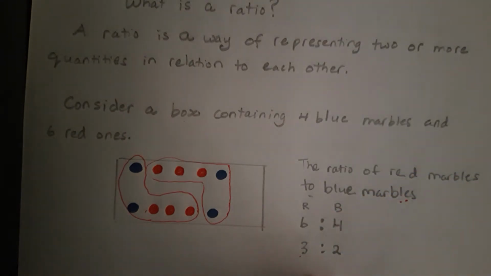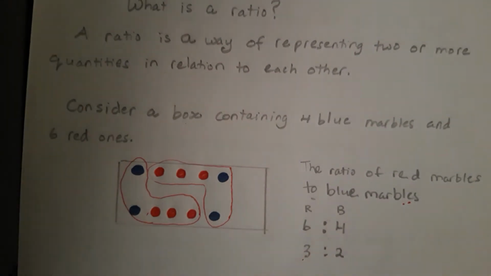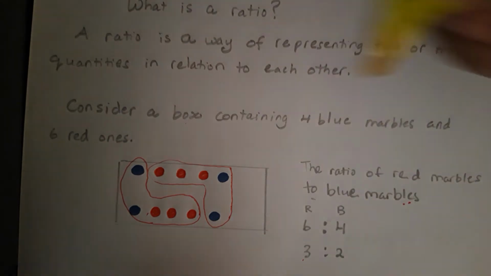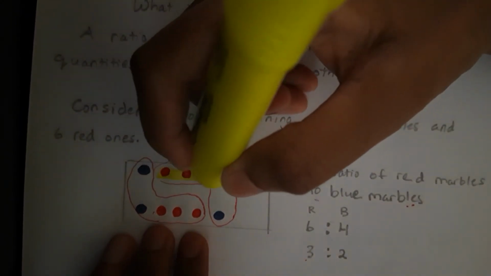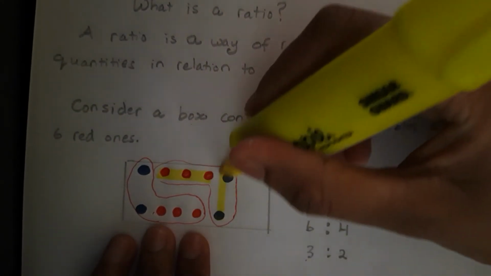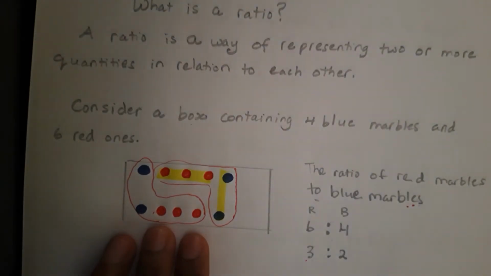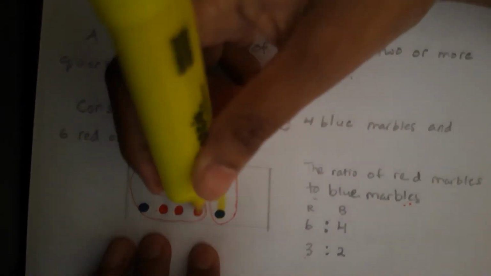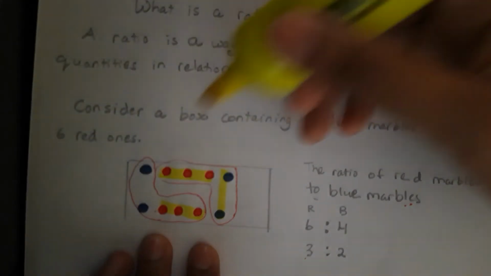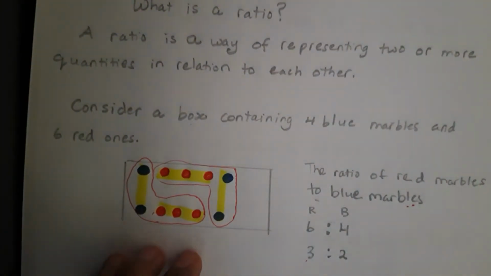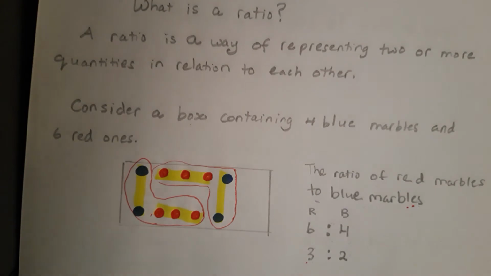And what does that really mean? Well, we have it circled in the box there. For every 3 red marbles present, 1, 2, 3, there are 2 blue marbles which it can be paired with. Similarly, these 3 red marbles here can be paired with these 2 blue marbles. So the ratio of red marbles to blue marbles is 3:2, and that means for every 3 red marbles present, there are 2 blue marbles.